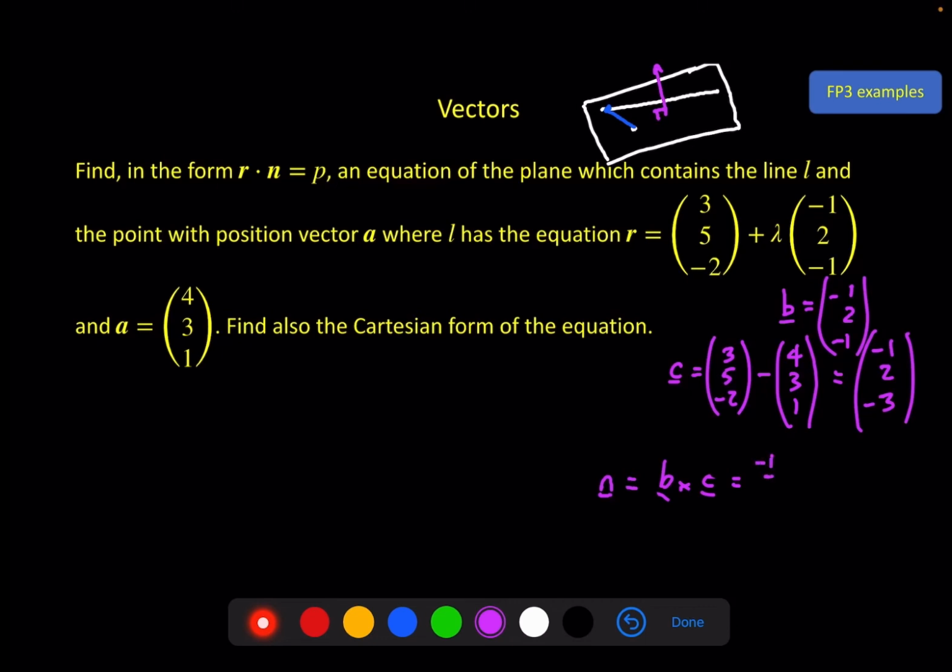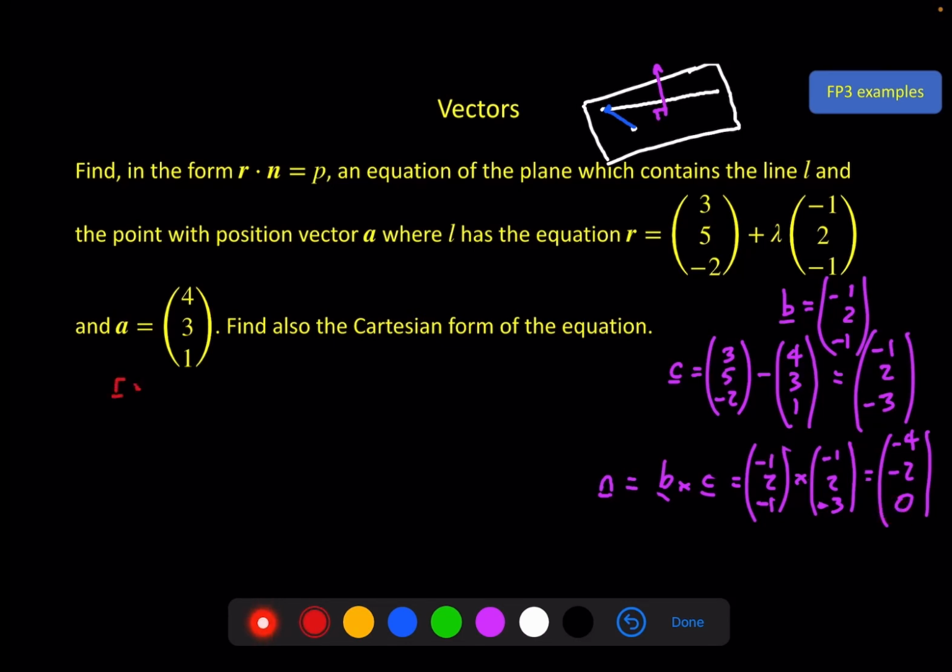So we've got (-1, 2, -1), crossed with (-1, 2, -3), and that will give us -6 minus -2, 1 minus 3, we've got -2 minus -2. So here is the normal for the plane. Now we have everything we need. We've got A and we've got N. We can put this into our equation.